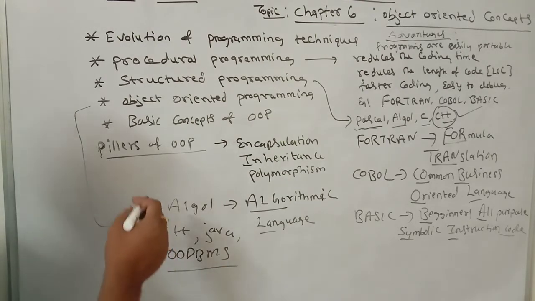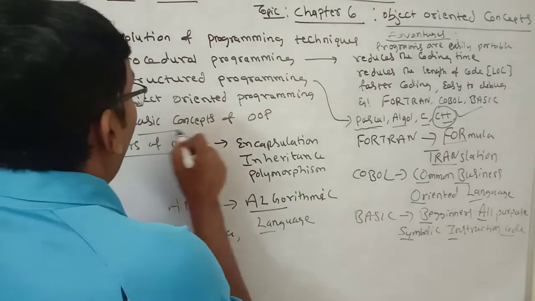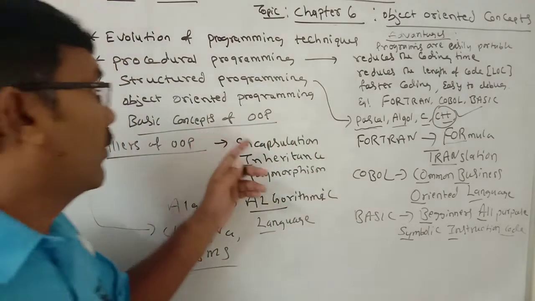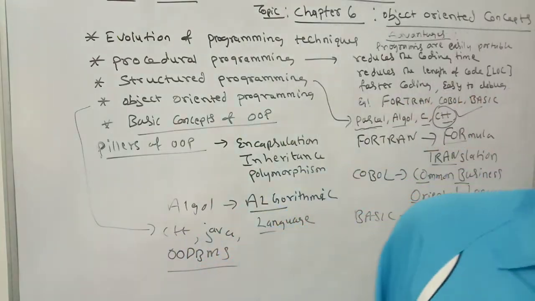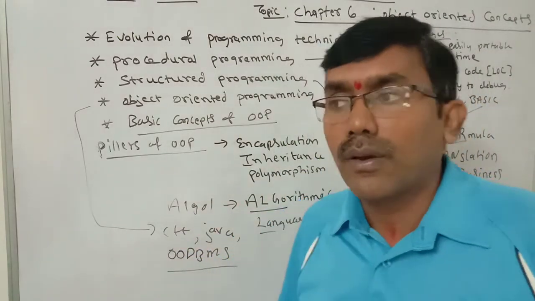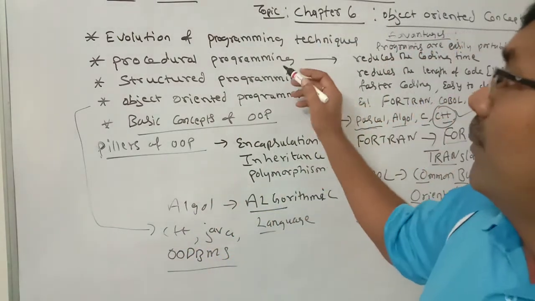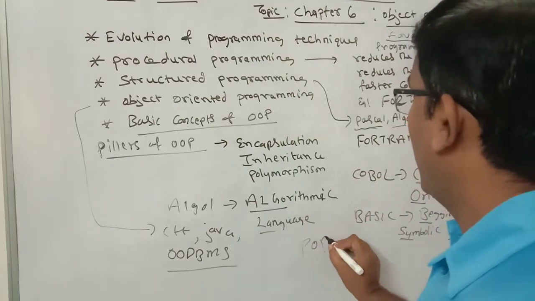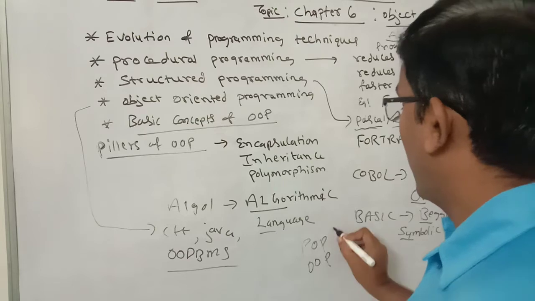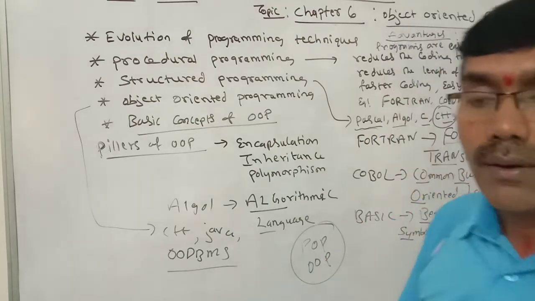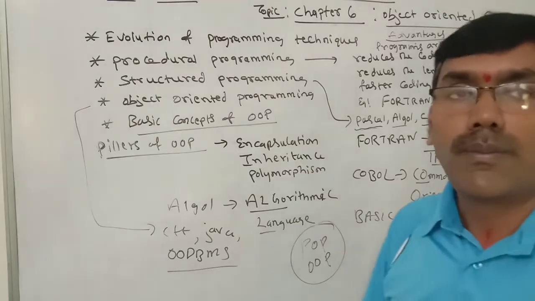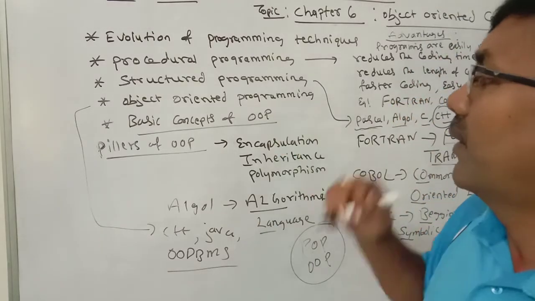Okay, and the next one is basic concepts of OOP. Here we are going to define object oriented programming. Before that, we need to discuss the difference between POP, procedure oriented programming, and object oriented programming. In the next class I will discuss the difference between procedure oriented programming and object oriented programming, and the basic concepts of OOP.